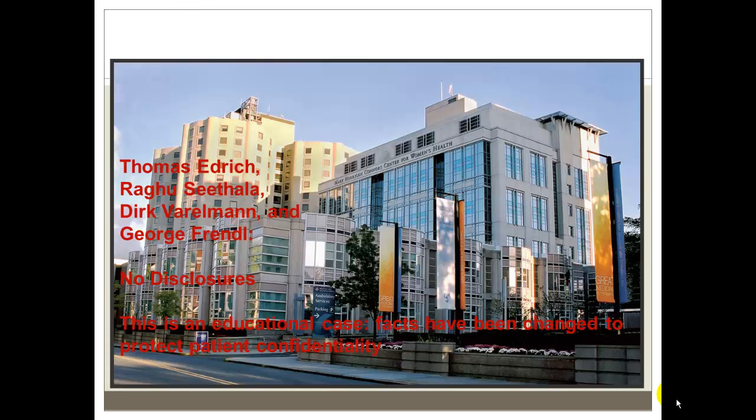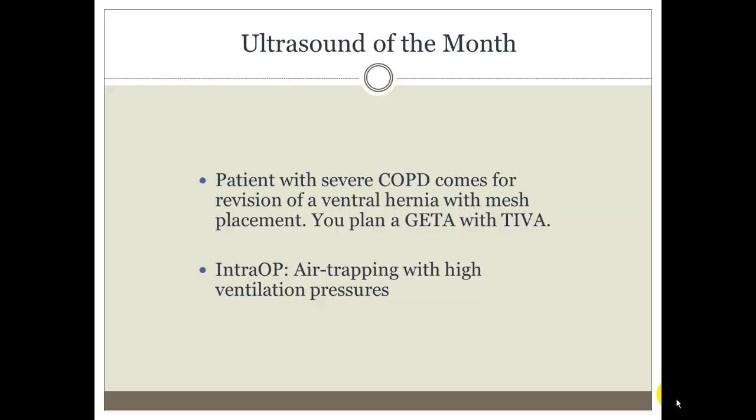We have no disclosures. This is an educational case. I've changed lots of facts to protect patient confidentiality.